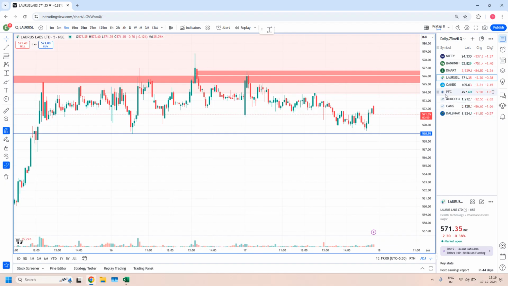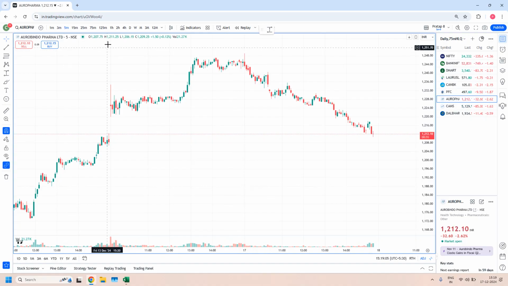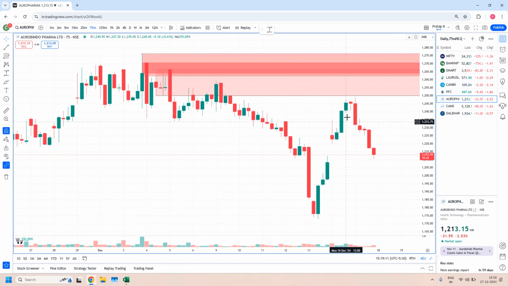Okay, Canara Bank we discussed, PFC we discussed. The next one is Aurobindo Pharma. We did not get the trade. This is a 75 minutes high liquidity supply zone. Let me explain how I fine-tuned it. This is today. Price did not enter into this area.